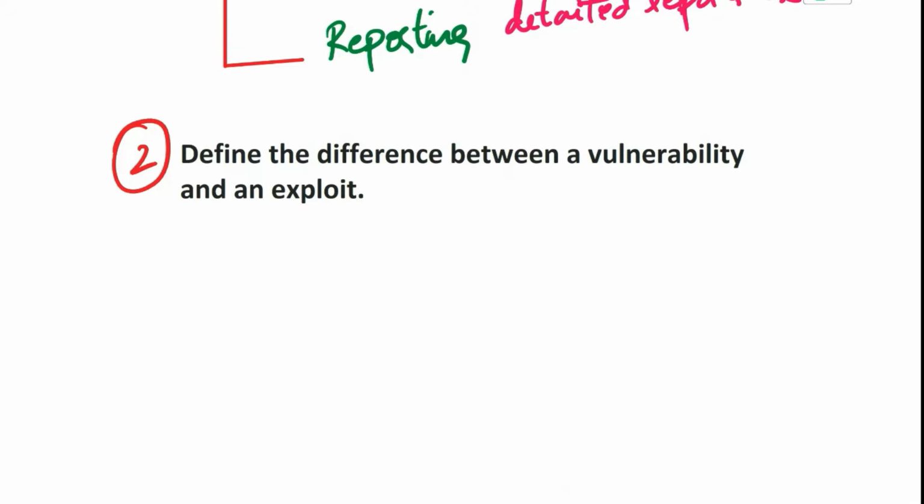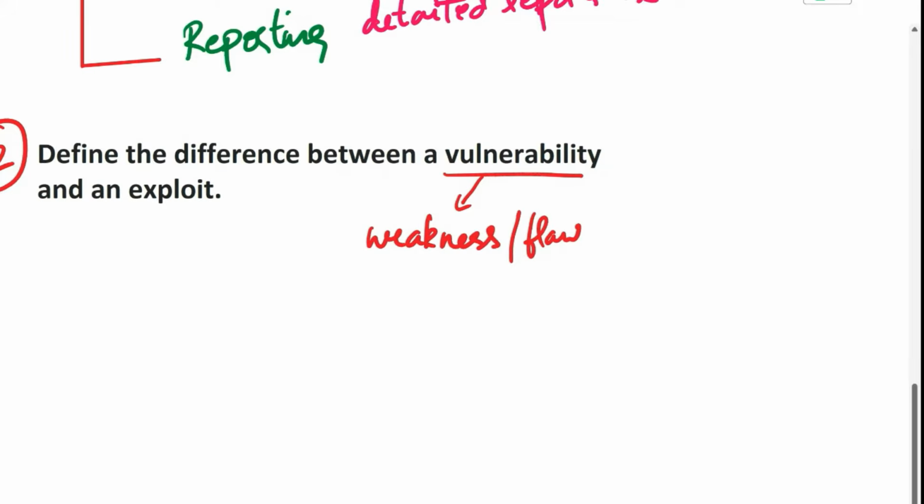Define the difference between a vulnerability and an exploit. First, we will talk about vulnerability. A vulnerability refers to a weakness or flaw in a software application, system, network, or any technology component that could be exploited by attackers to compromise the security of the system.